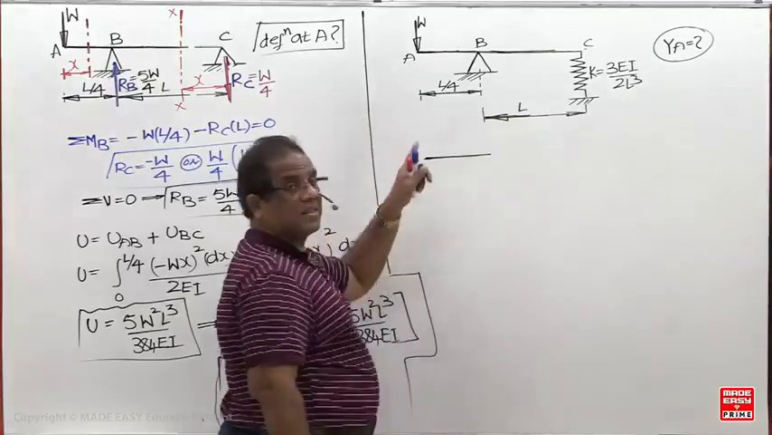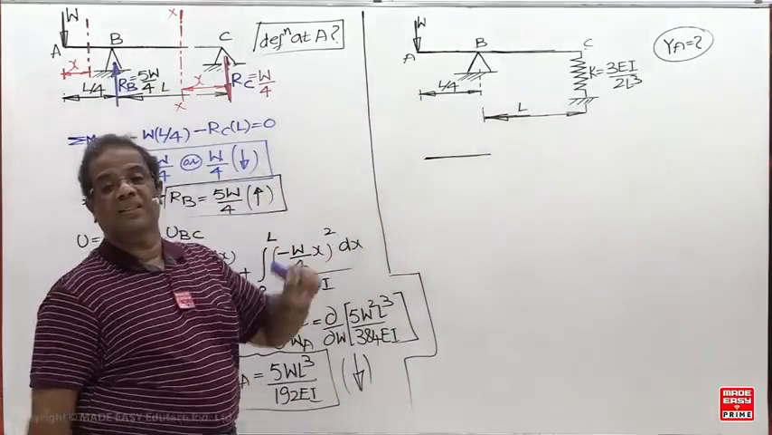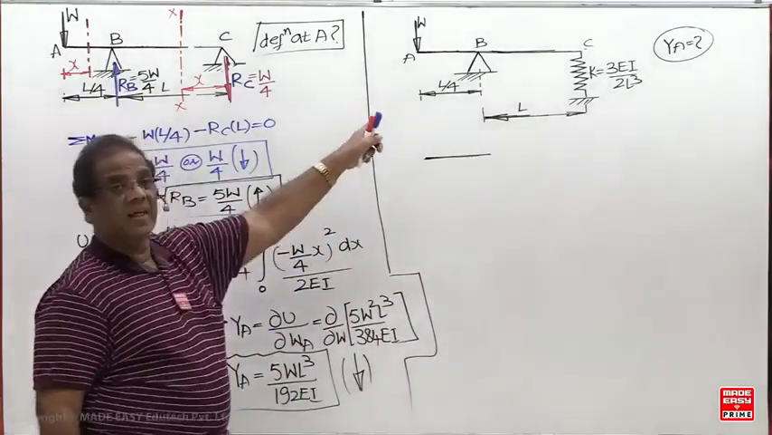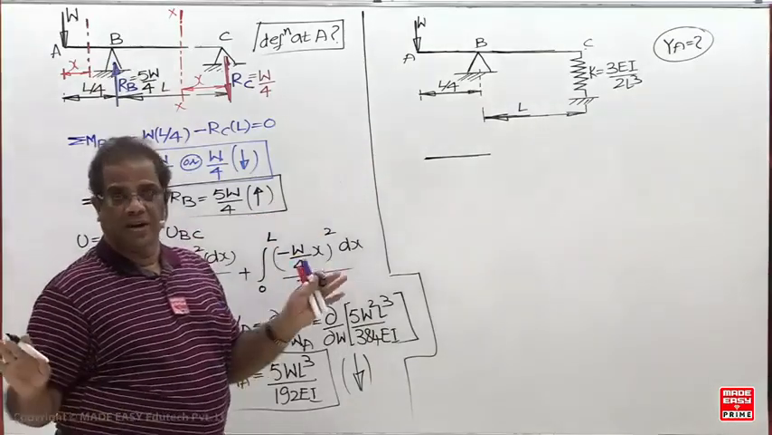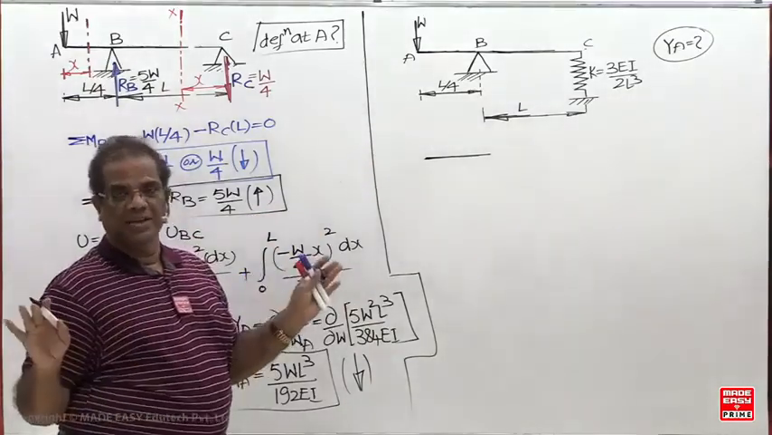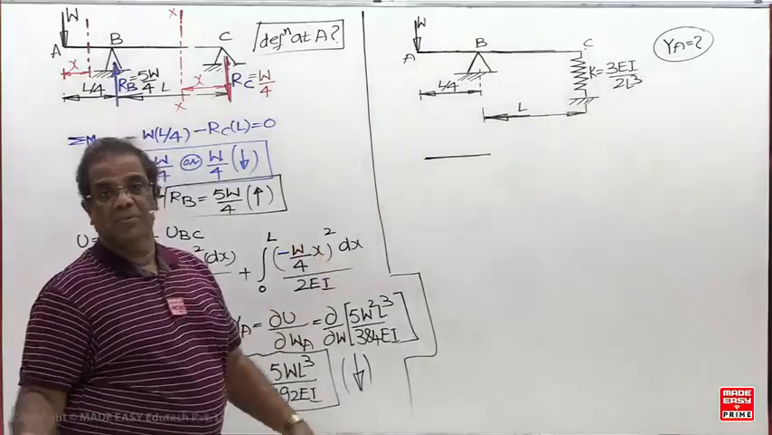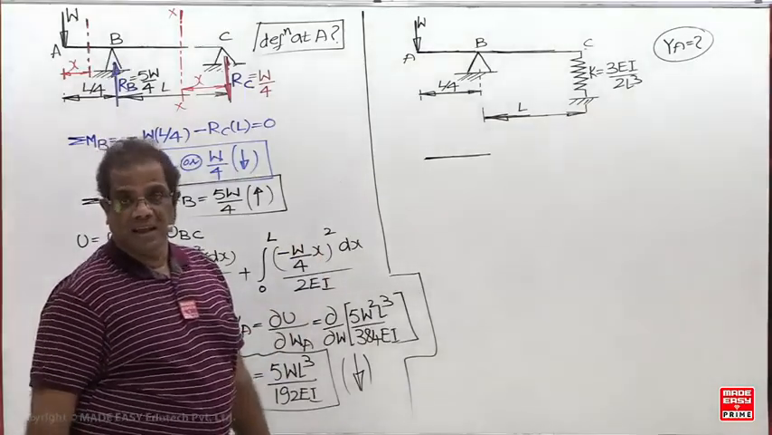When I replace the rigid support by a flexible support, what happens now? Reaction will remain the same. SFD, BMD will not change. Only deflections are going to change now. Deflection will increase.